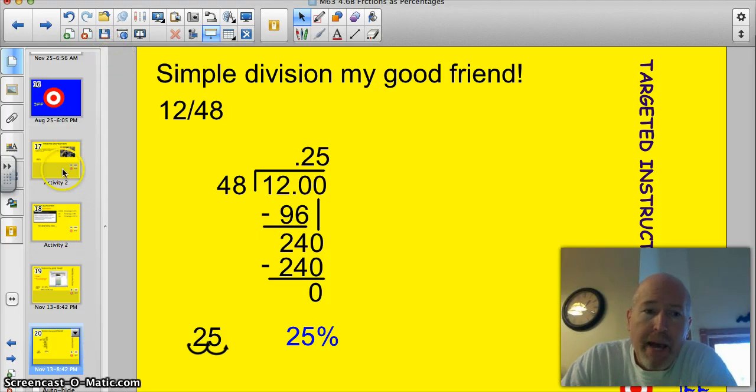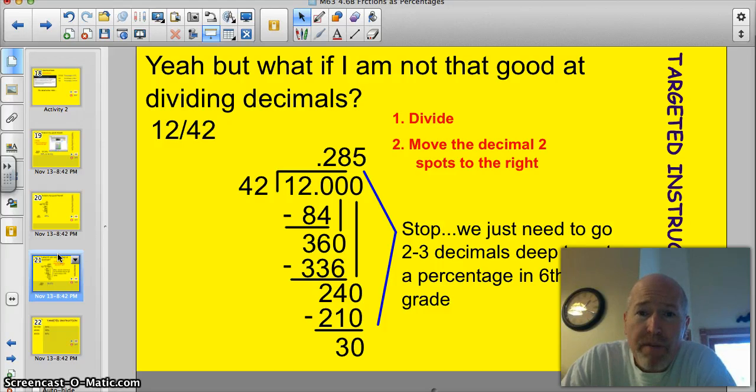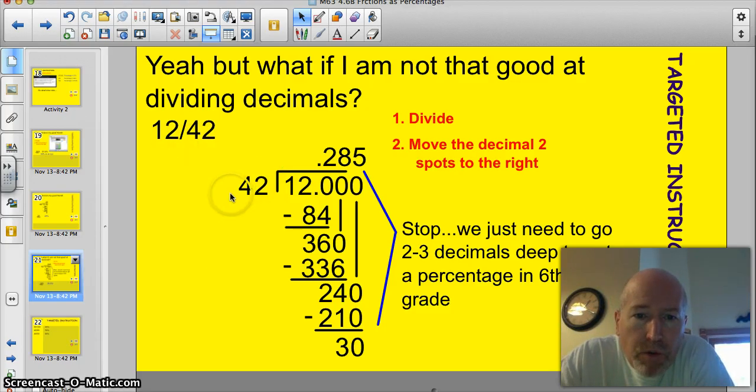You know there's going to be a yeah, but. There's always a yeah, but. So guess what? Yeah, but what if I'm not good at dividing decimals? And what if it goes on forever? Well, here's an example that I did like that. 12 divided by 42. You'll notice 12 divided by 42. So 12 is in the box, divided by 42.